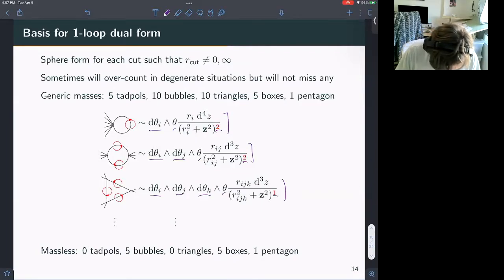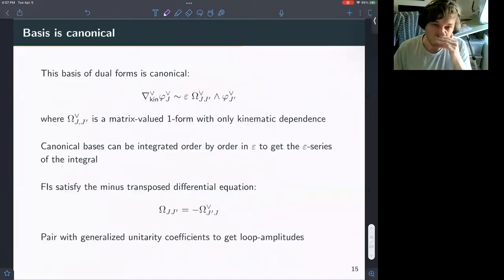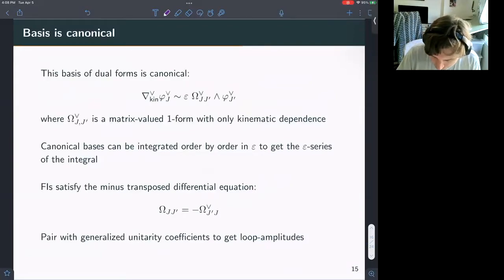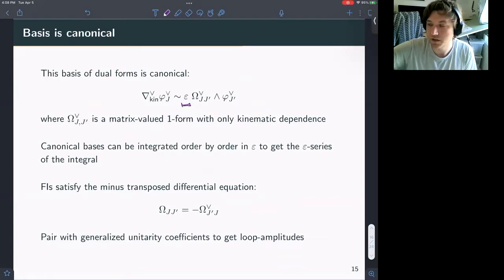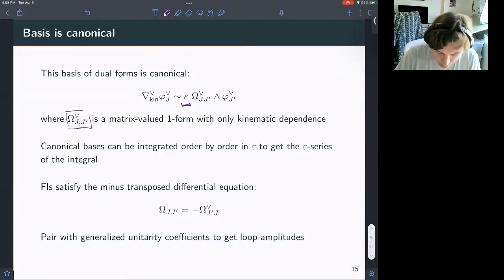We'll mostly stick to this massless case where there are just 5 bubbles, 5 boxes, and as I was saying, this choice actually has a nice differential equation. It's what we would call uniform transcendental, in the sense that it's canonical: it's strictly proportional to epsilon, so I can integrate as a series in epsilon, and each one of these terms has a fixed transcendental weight, and this matrix is just a matrix-valued 1-form dependent only on the kinematics.